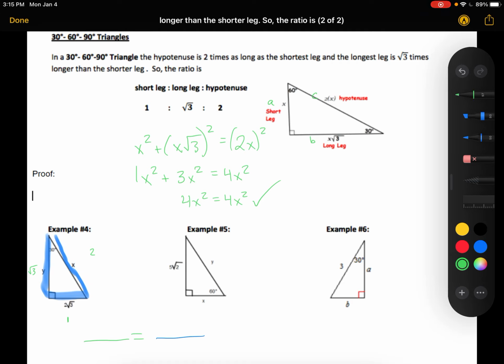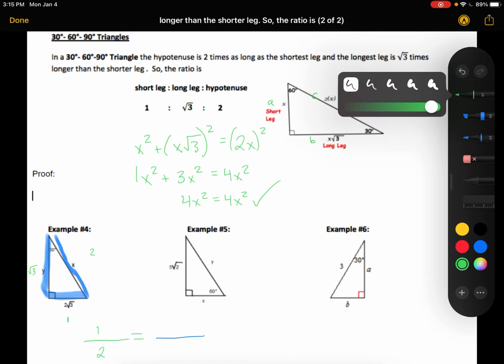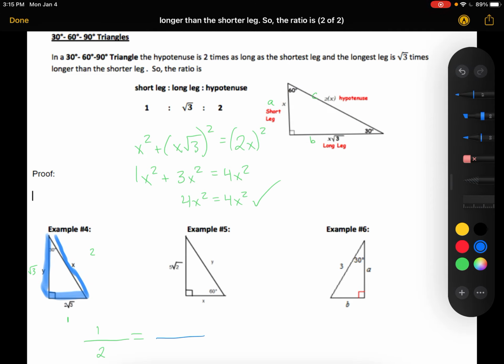So let's get this set up. On the green side, we can use 1 and 2, and then on the blue side, directly across from 1, we have 2 root 3, and directly across from 2, we have x. So now we go ahead just like we were doing and cross multiply. So x is 4 root 3.